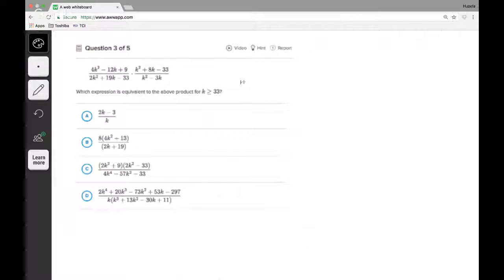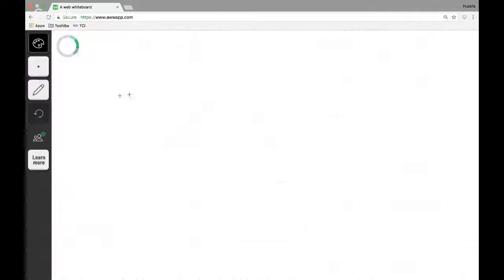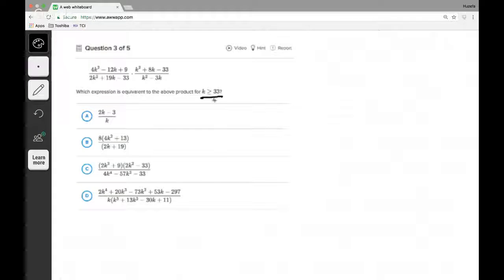Okay, let's look at this guy. Again, we have to factor. If we don't factor, this is pretty much impossible. So how can we factor this guy and then start reducing? And why do they have this k is greater than or equal to 33? It's just to make sure that we don't get a zero denominator. We'll know more when we start simplifying, but I wouldn't worry about this 33 too much.